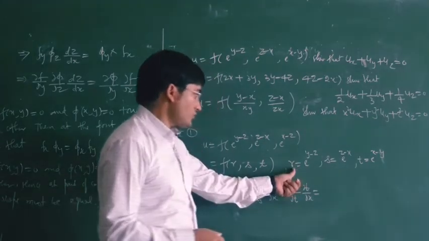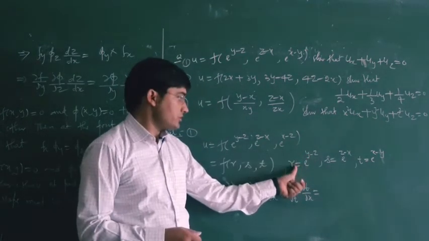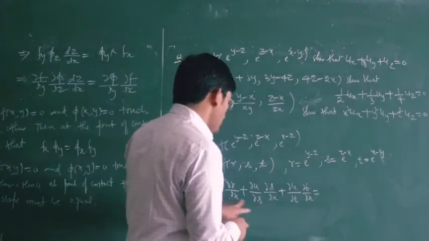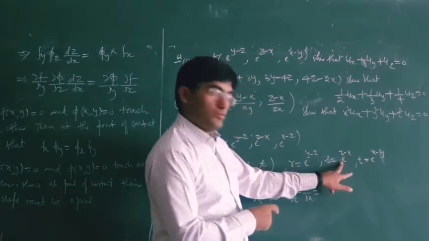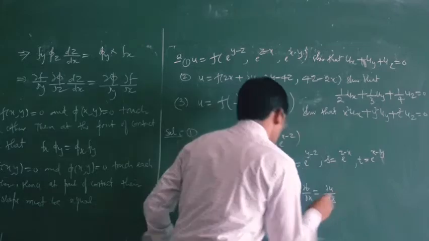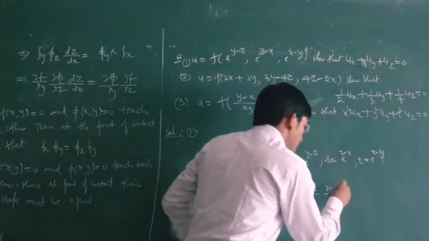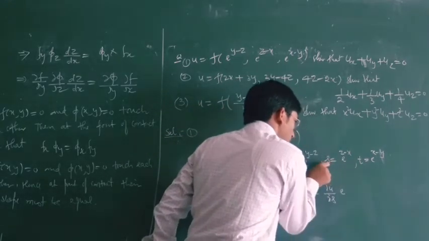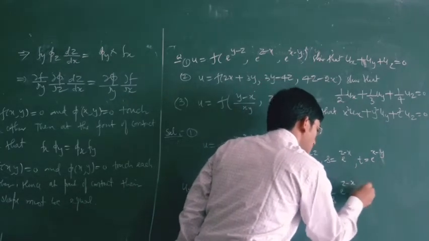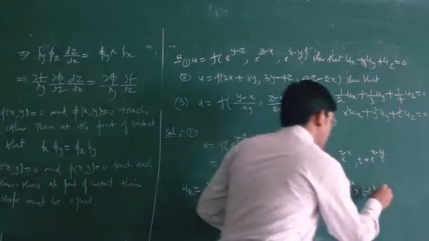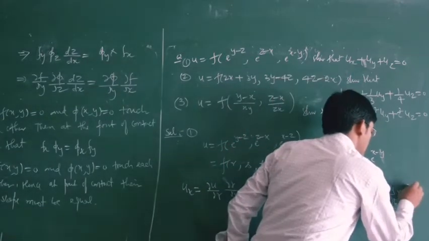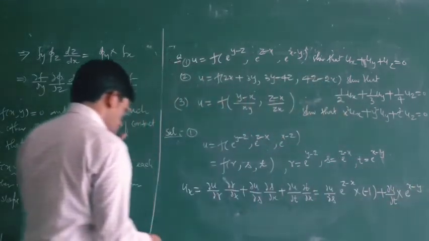So this is equal to, now your del u upon del r into del r upon del x: the partial differentiation of r with respect to x is 0 because your r is not a function of x. So the first term is 0. Now del s upon del x will be e^(z-x), and the differentiation of the power will be minus 1. Then we have del u upon del t and del t upon del x, again this will be e^(x-y). So this is our ux.